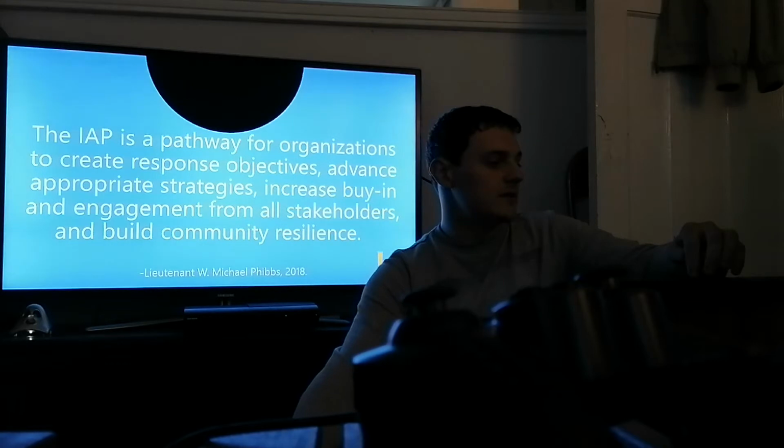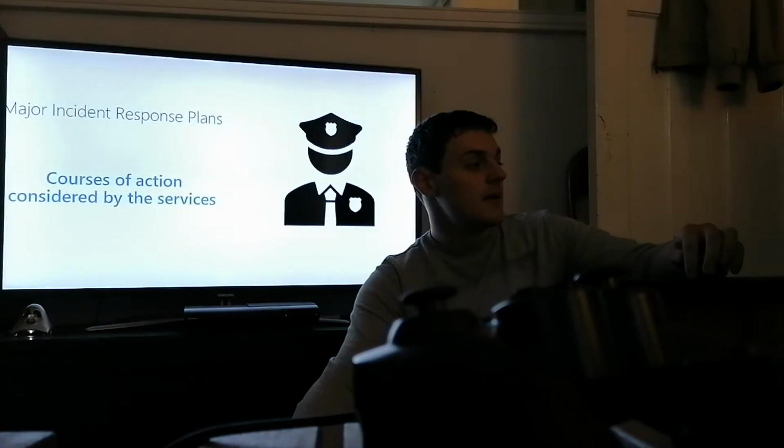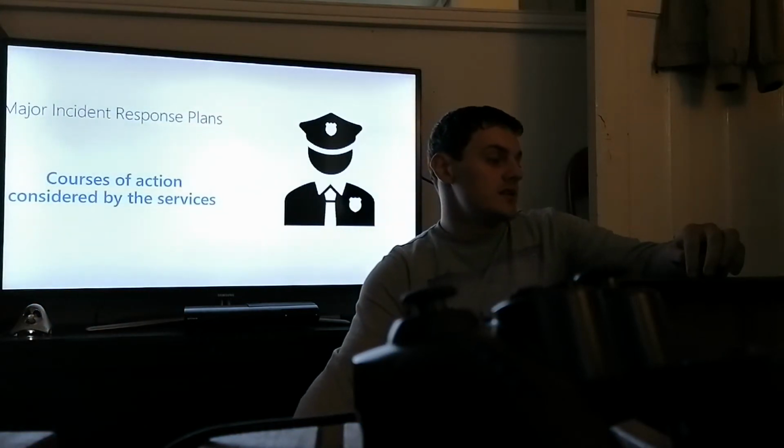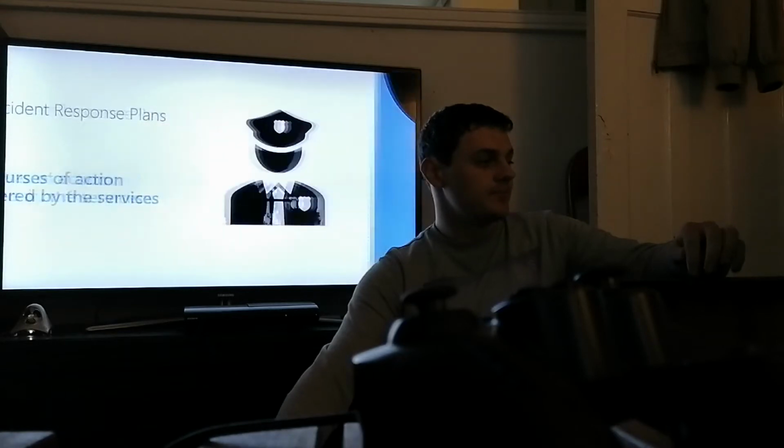Lieutenant Phibbs said the IAP is a pathway for organisations to create response objectives, advance appropriate strategies, increase buy-in and engagement from all stakeholders, and build community resilience. That was in 2018, just after it was introduced. So, major incident response plans and courses of action considered by the services.